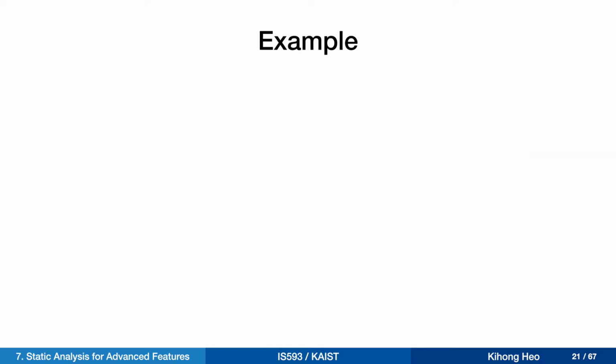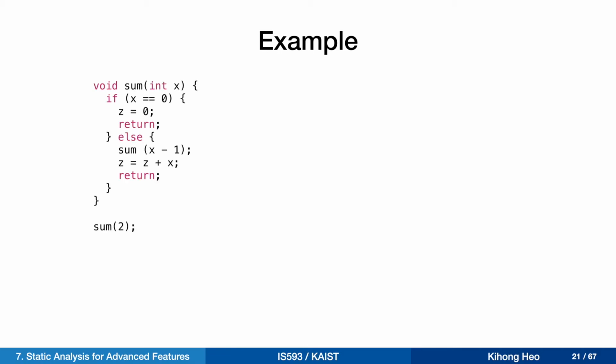Let's see how a program is executed with a simple example. Here is a recursive function called sum that computes the sum of all integers between 0 and a given positive integer x. And a function call to the function with parameter 2 here. Then let's see how it works.